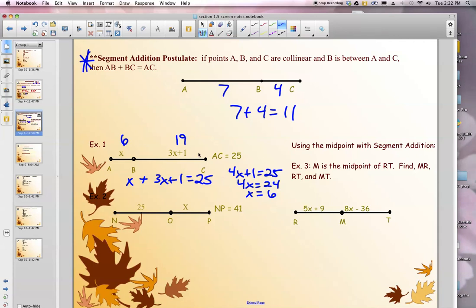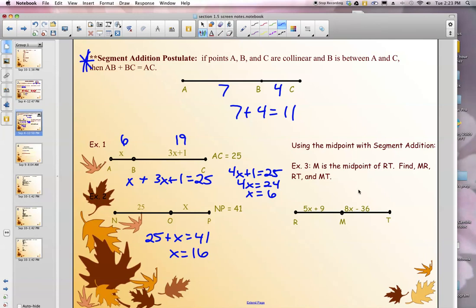Okay. So that's how we are going to use segment addition in geometry. Some of them will be this easy where it's just numbers that you're looking for, but a lot of them will have the algebra in it, so be prepared for that. Okay, this one, same concept. We have NO is 25, OP is x, and NP is 41. So we're going to do smaller segment plus smaller segment equals bigger segment, and we will solve. So x is 16.